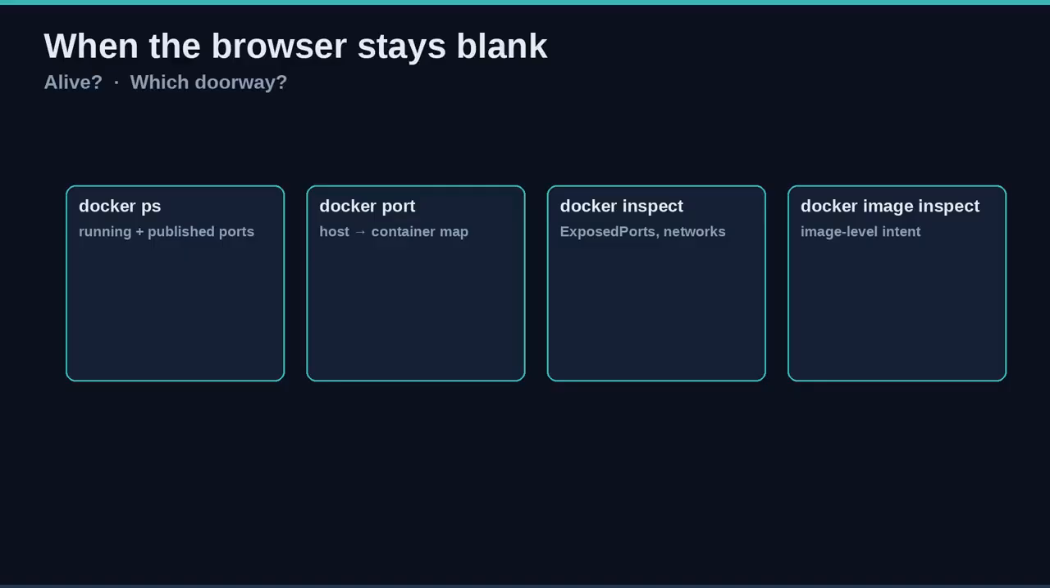Docker port prints the host to container mappings in plain language. Formatted Docker inspect can reveal exposed ports and network settings without drowning you in JSON. Docker image inspect does the same for the image itself. Together, they answer two different questions. Is the process alive? And where is the doorway? Those are not the same question, and mixing them up wastes hours.